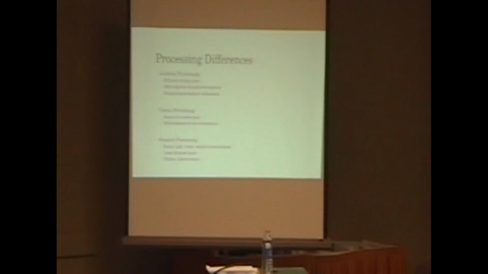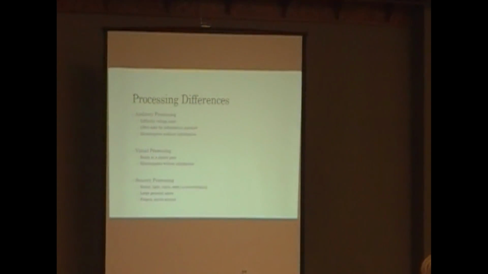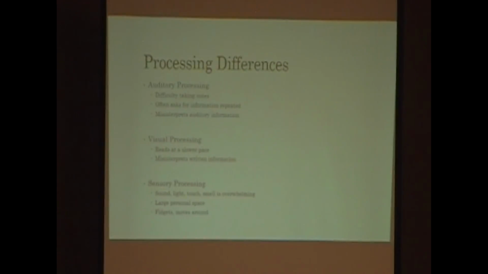So also, folks with sensory processing issues are ones with large personal space. They have a large personal bubble, and it makes them very, very anxious. Their amygdala does not like it when anybody gets in their personal space. And they fidget a lot, move around a lot, because they truly are uncomfortable in their body and their clothes.